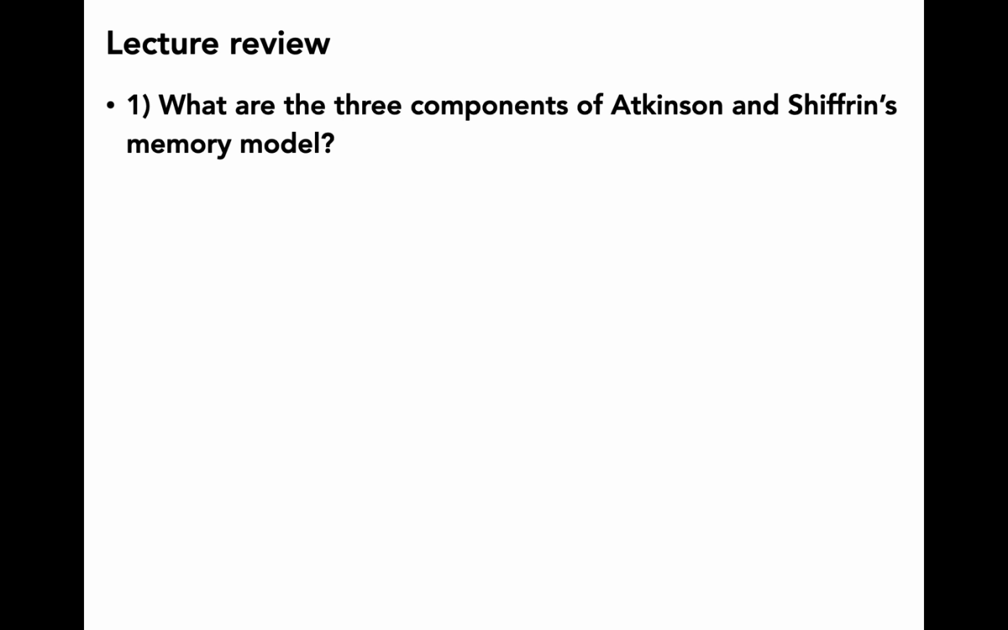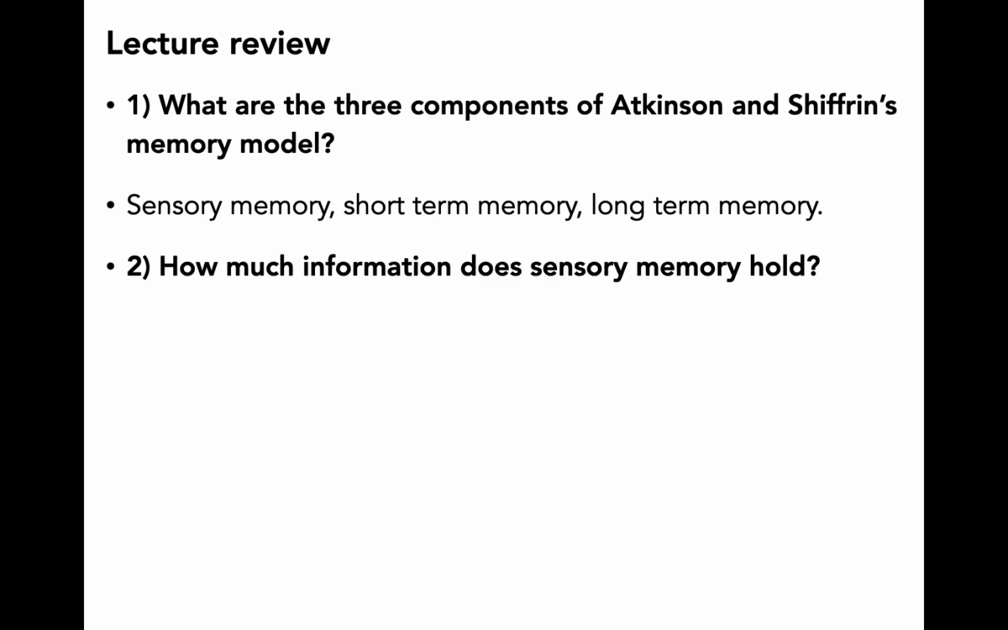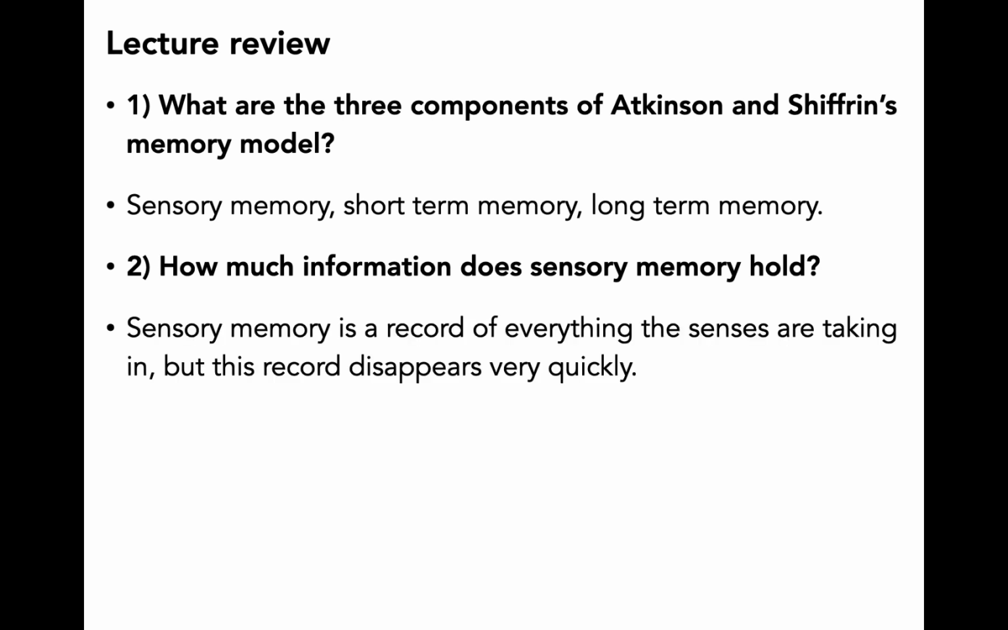Okay, we've come to the lecture review. Question 1, what are the 3 components of Atkinson and Shiffrin's memory model? Sensory memory, short-term memory, and long-term memory. Question 2, how much information does sensory memory hold? Sensory memory is a record of everything the senses are taking in, but this record disappears very quickly. So we could say that sensory memory is really holding everything that our senses are recording at any one time, but this information disappears very fast.